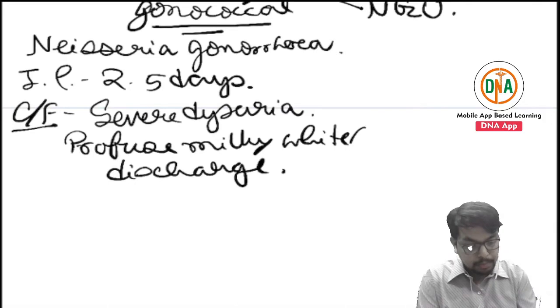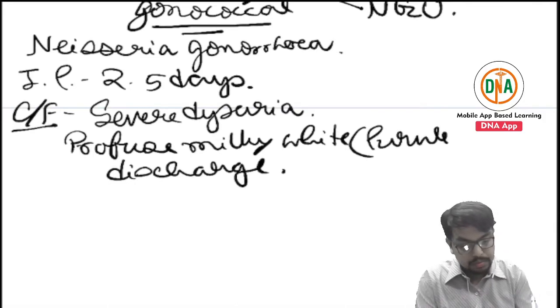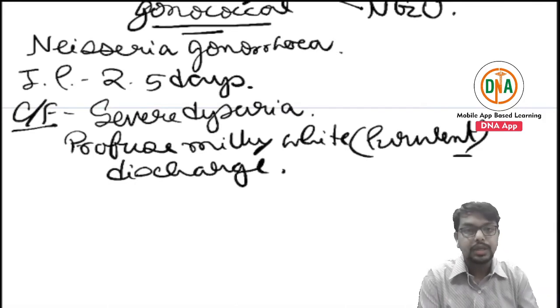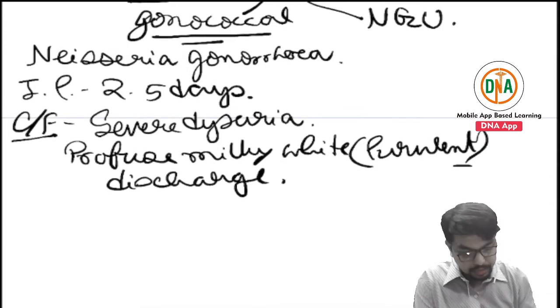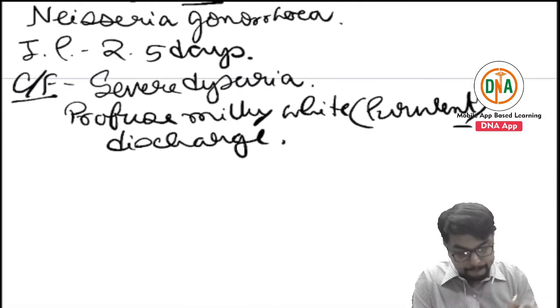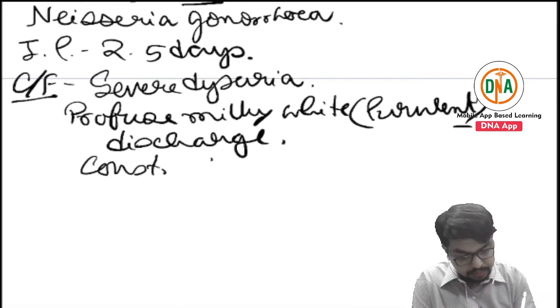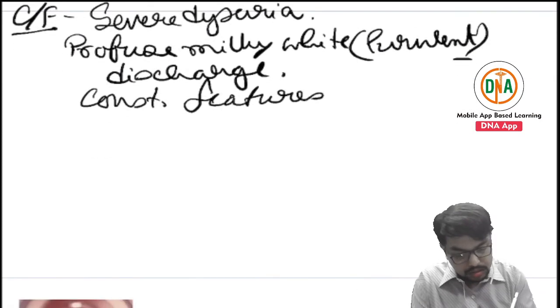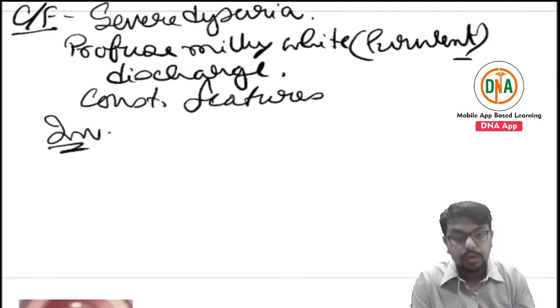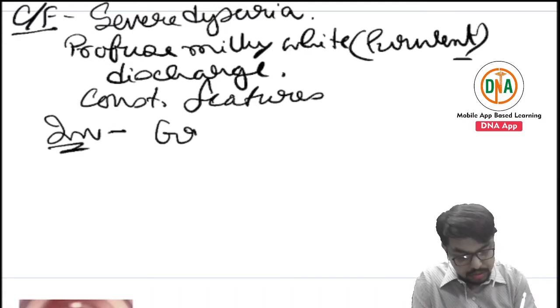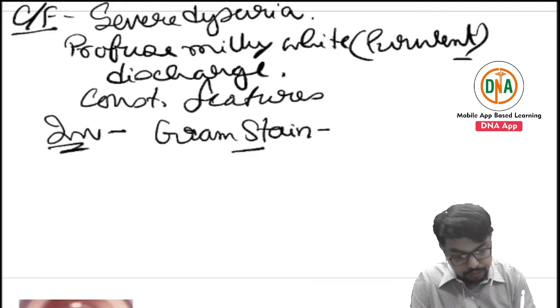Okay, that is purulent discharge through the urethra. Okay, now along with this, there will be the constitutional features also. Now what is the investigation that we do? We do Gram stain of the discharge. That is the investigation of choice.